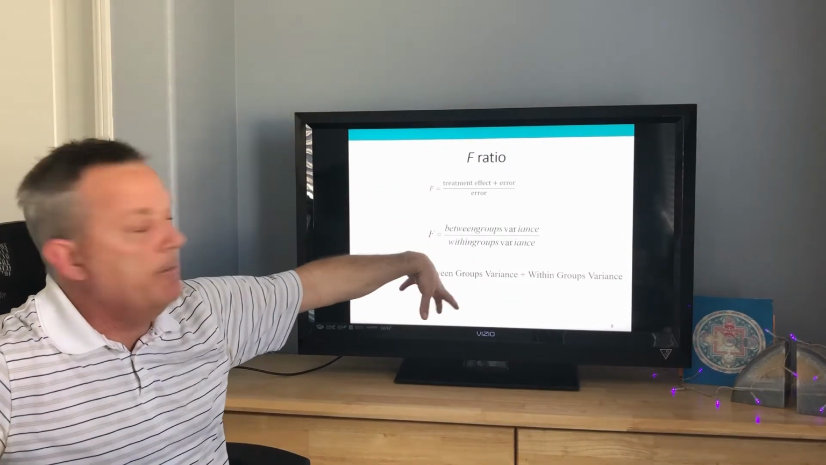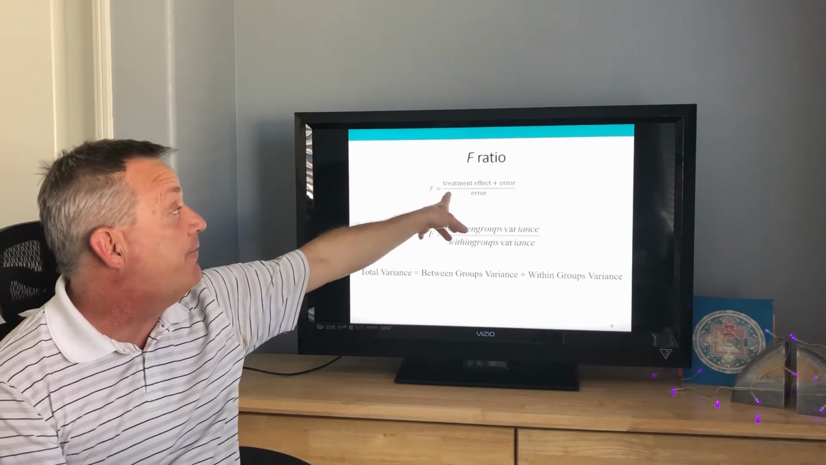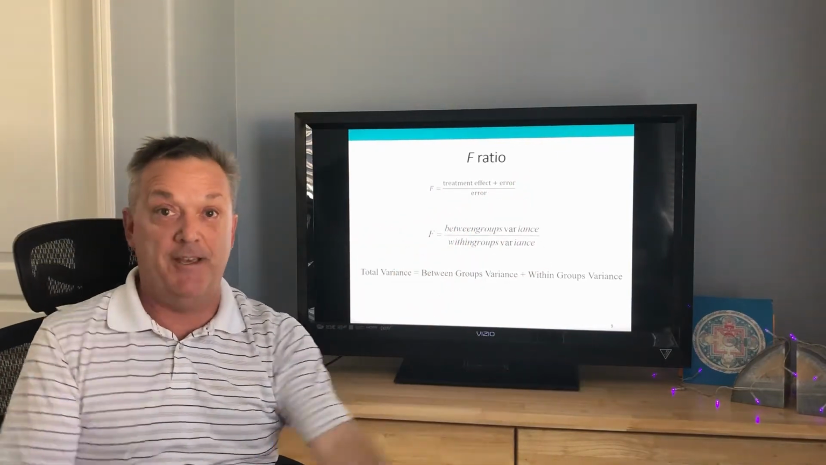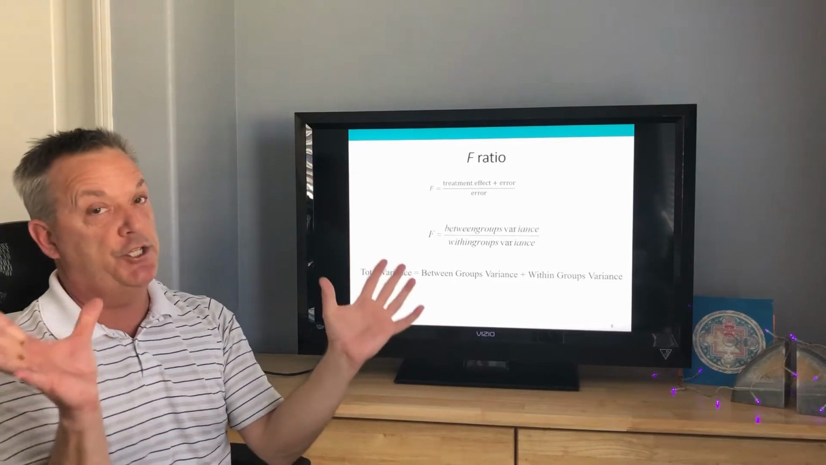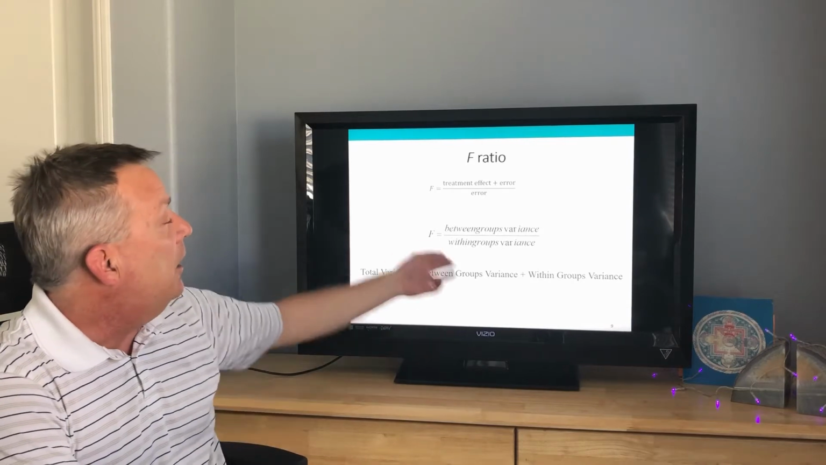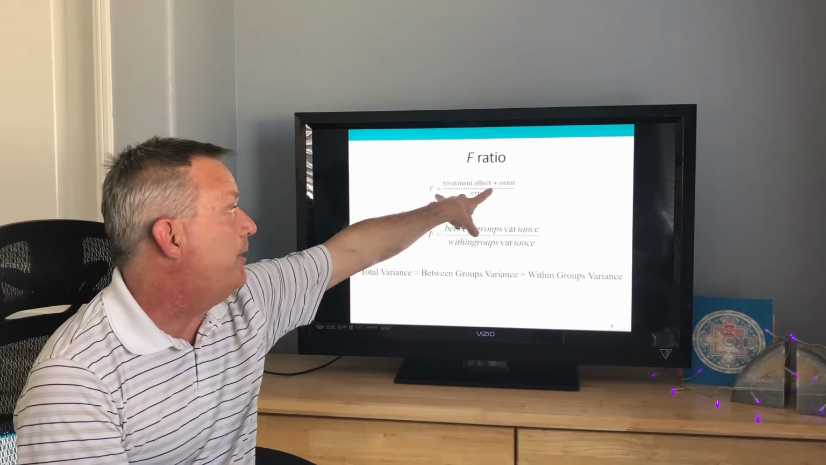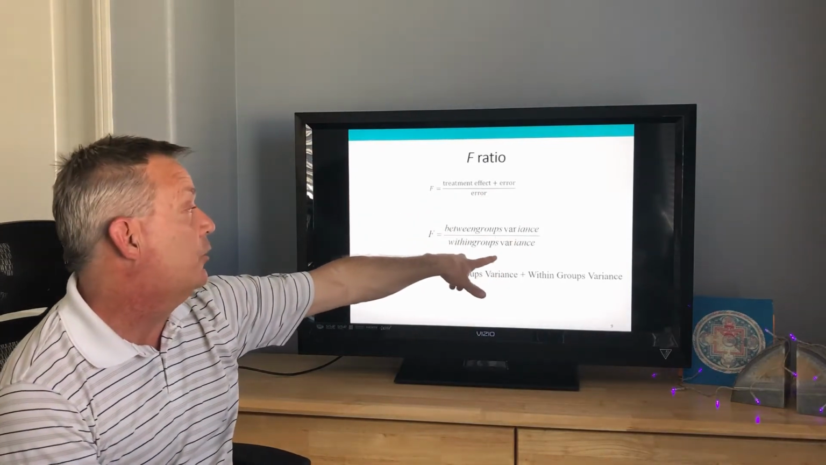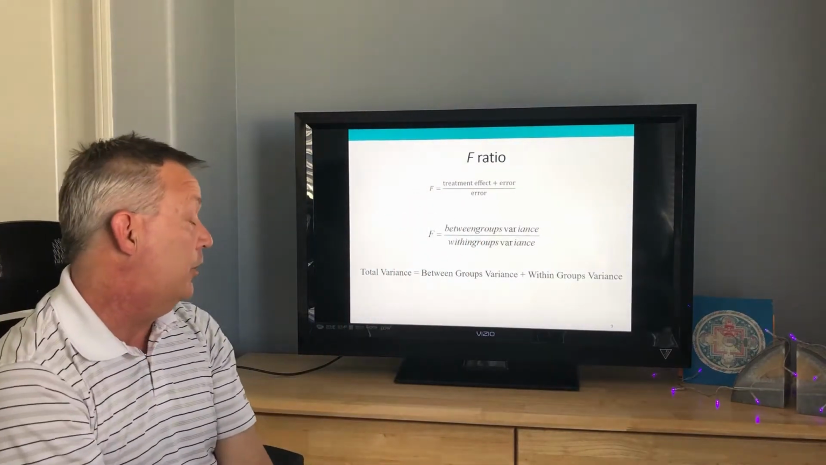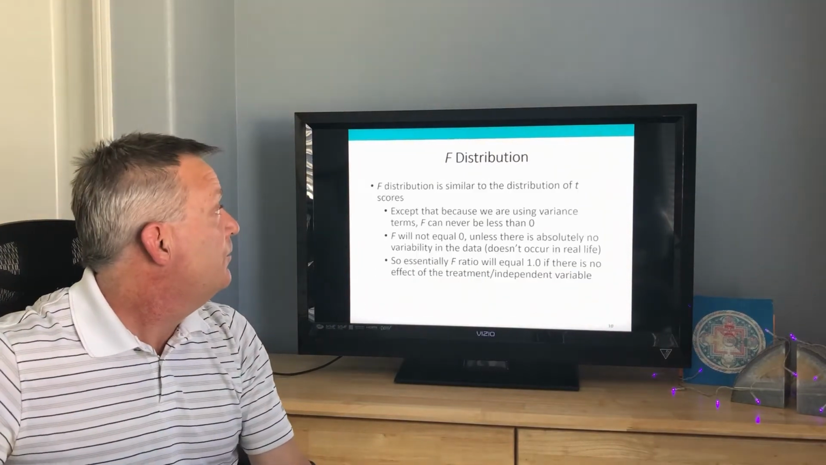I pretty much just said a lot of this, but the F ratio is treatment effect plus error over error. So essentially when you cancel those out, you get to find treatment effect, which is super cool, right? And you get to use this with 3 or more means that you're comparing. The F ratio is basically the between groups variance, which is treatment effect plus error, over the within groups variance. And the total variance of the total package of what you're studying is of course the between groups variance plus the within groups variance.